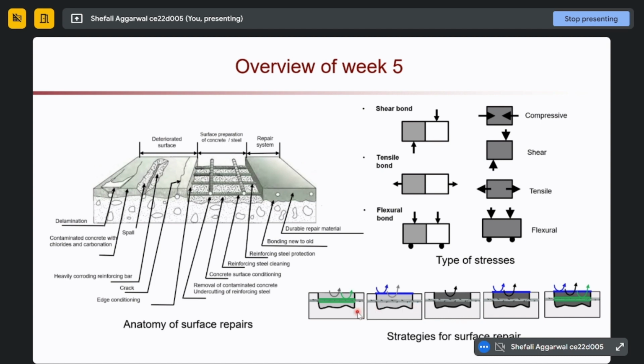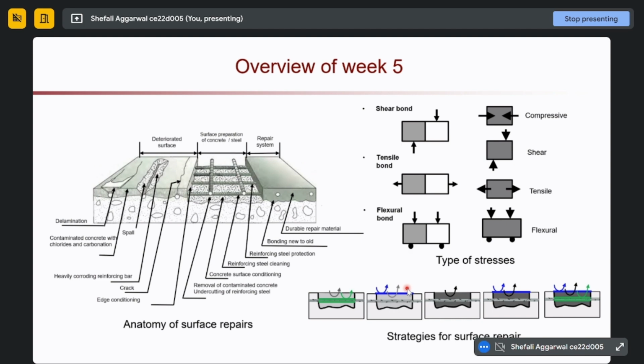In this first case, we are using a durable repair material which is almost similar to the base material or slightly better. In the second case, we are using a repair material which is similar to the base concrete or slightly better, and above that, we are using a protective coating.